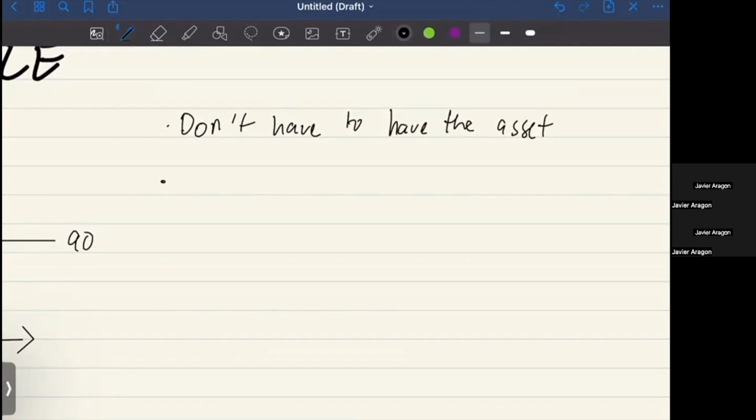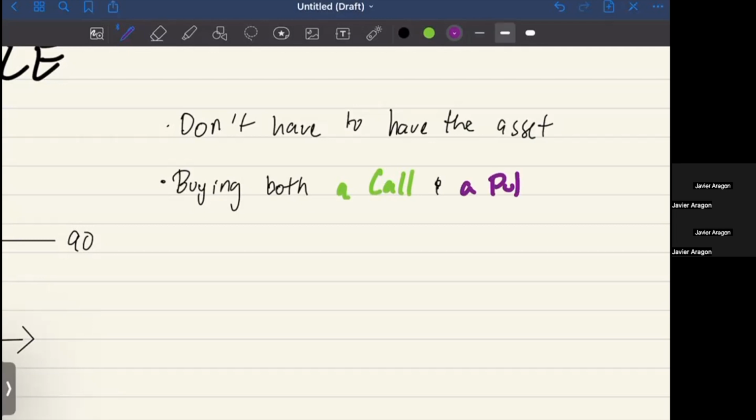And here you're buying both, and let's use the colors I'm going to use for the graph, a call and a put, at the same price and at the same time.